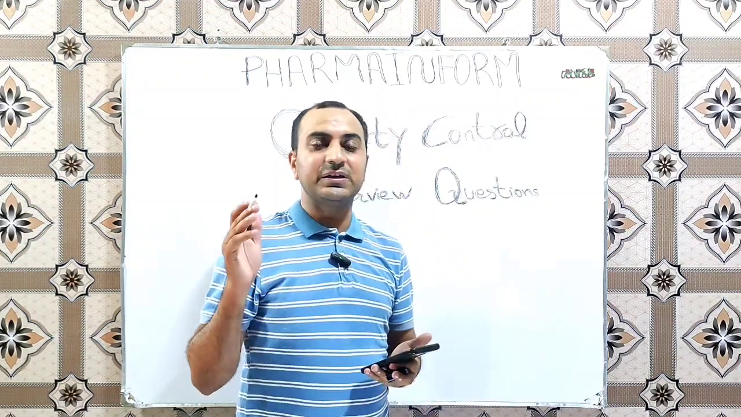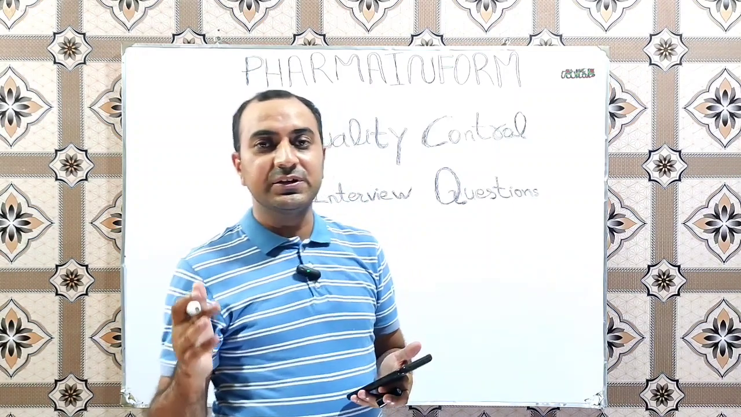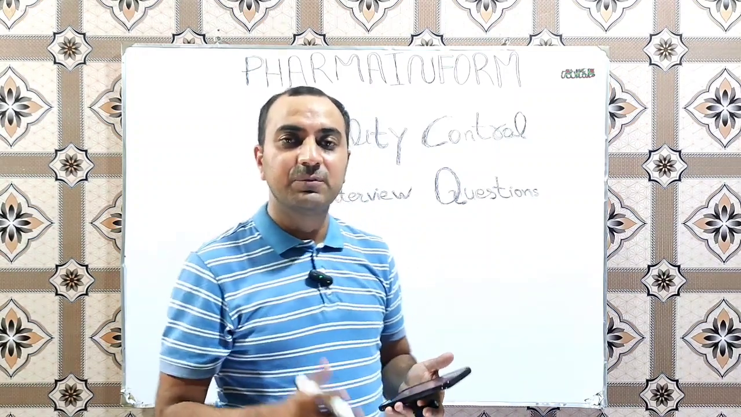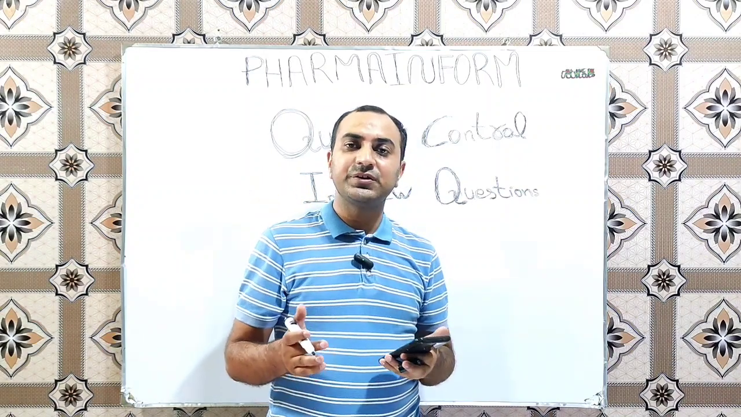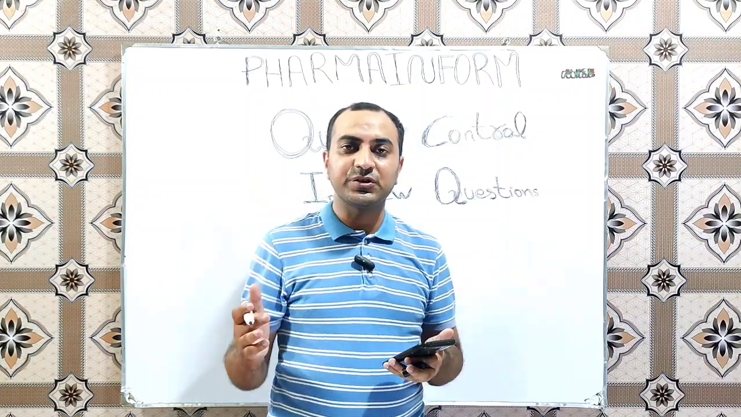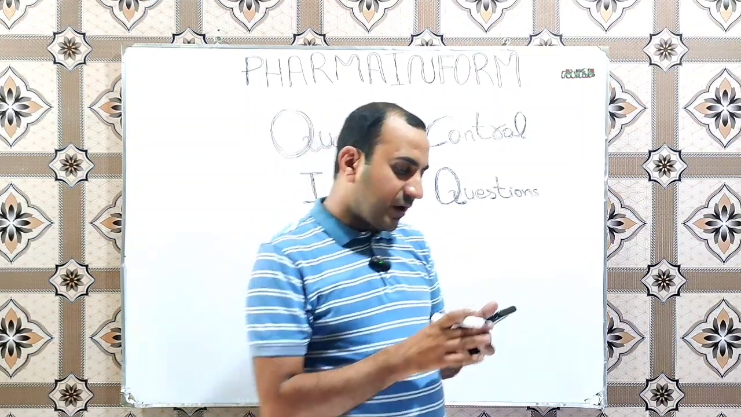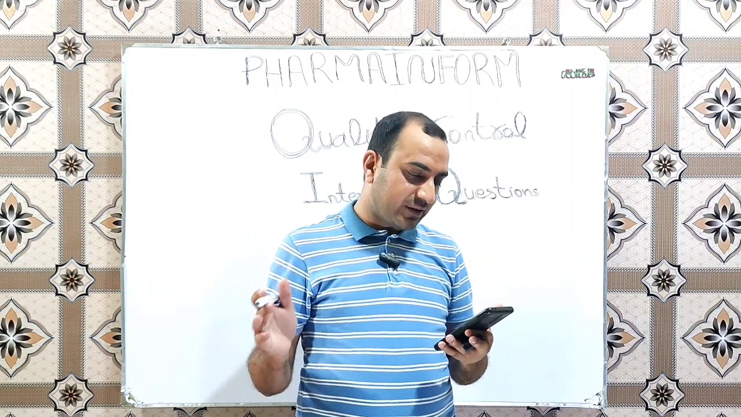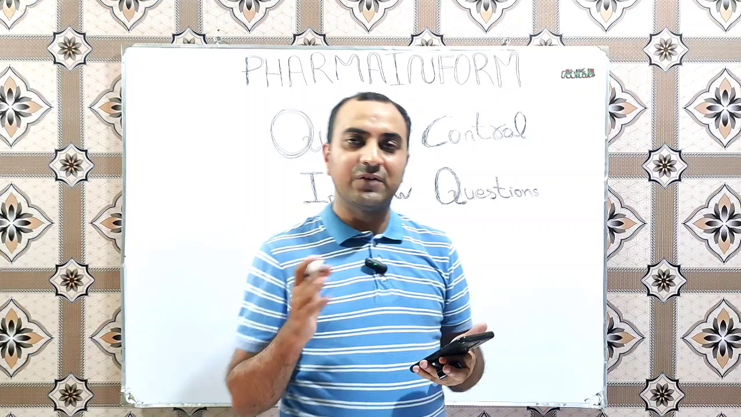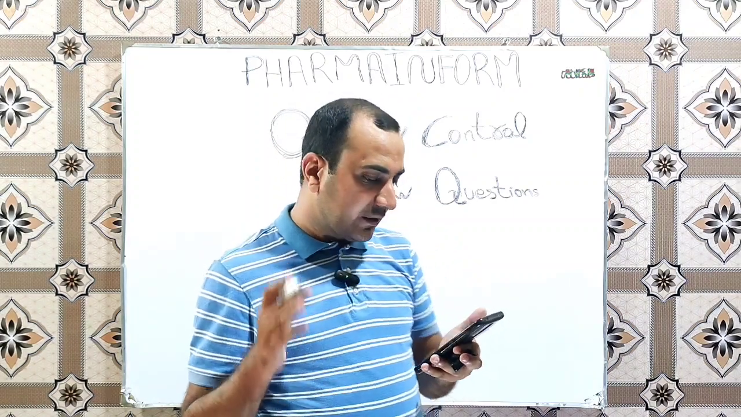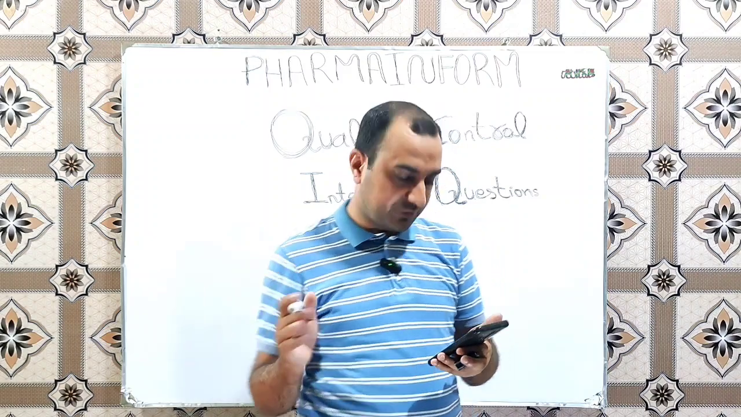So the next question is: what is the temperature requirement for performing the disintegration test? 37 plus minus 2. How many stages of disintegration test? There are 2 stages of disintegration, L1 and L2. How many tablets or capsules are selected for disintegration? We select 6 tablets for L1 stage, and for L2 stage we perform the test with 12 tablets in 2 turns.